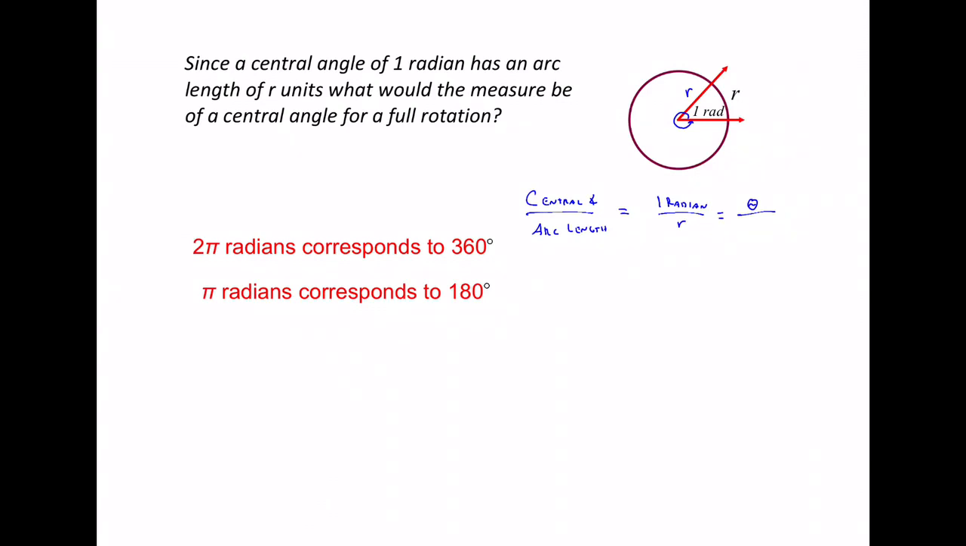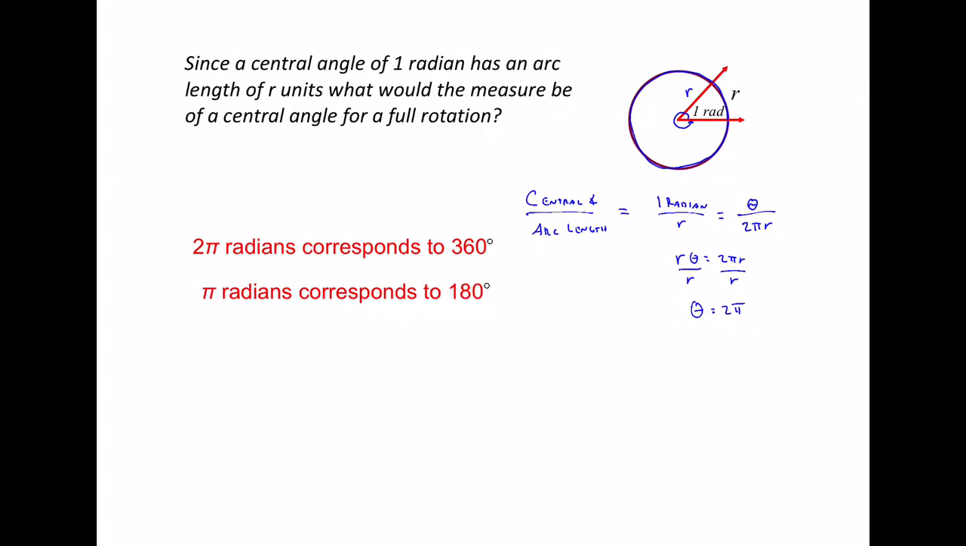Well, what's the arc length of a circle? Well, that just represents the circumference of the circle. So circumference is 2 pi r. If we now go ahead and cross multiply, we'll get r times theta is equal to 1 radian, or 1 times 2 pi r. And so if we solve for theta, we divide by r, and we get that the central angle of a full rotation is 2 pi.